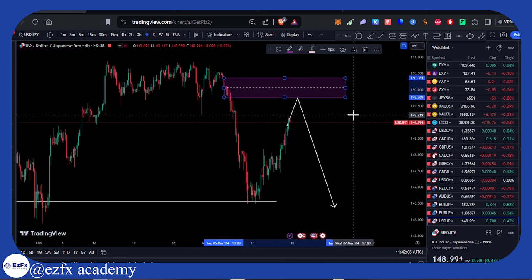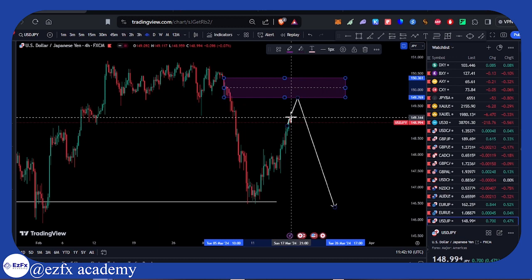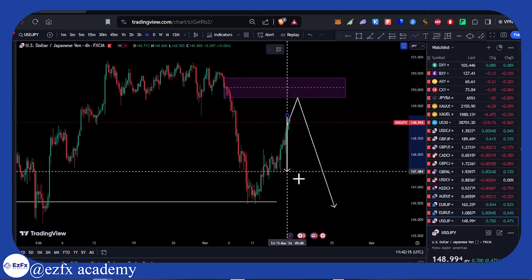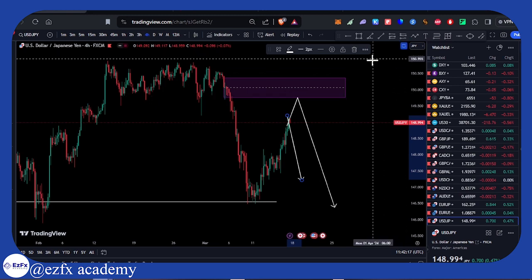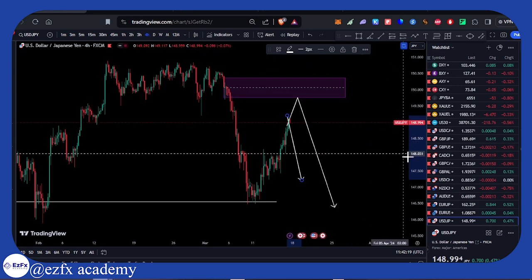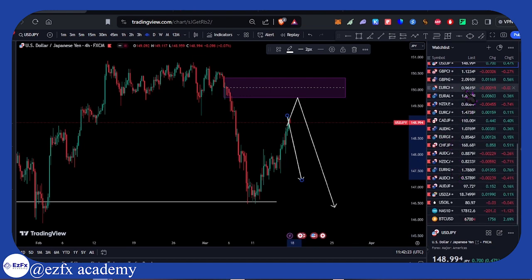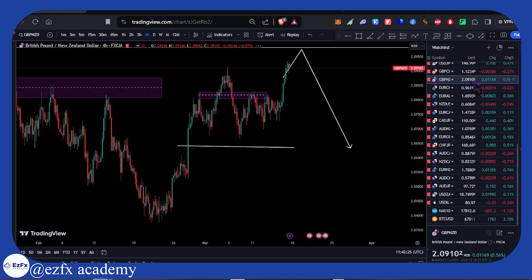Preferably, if we don't get to see that happen, like I said earlier, we might just get to see price move immediately when the market opens towards the downside. However, that being said, my overall bias on USD/JPY is bearish. So let's look at two more pairs before we call it a night.